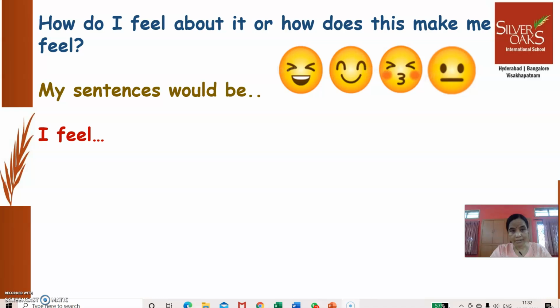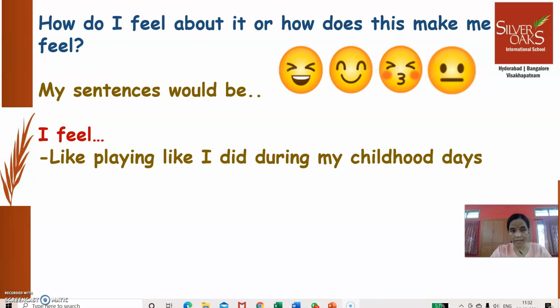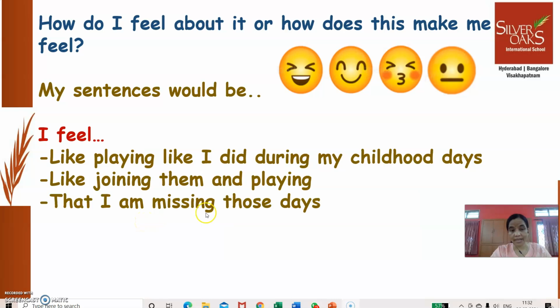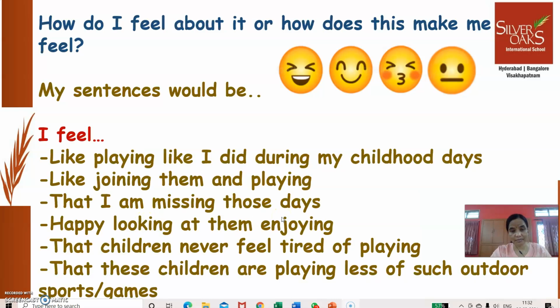My sentence would be, so you can start your sentence with saying, I feel like playing like I did during my childhood days, like joining them and playing, that I'm missing those days. Happy looking at them, enjoying that children never feel tired of playing, that these children are playing less of such outdoor sports games these days. So this is from my side, not from your side. So you can tell what you feel when you look at this picture.